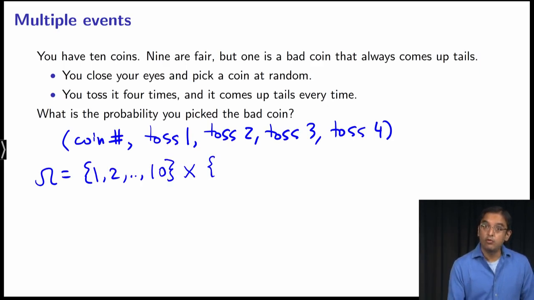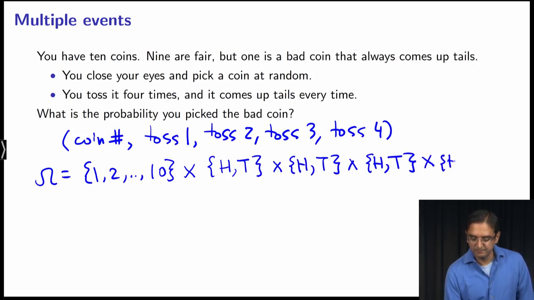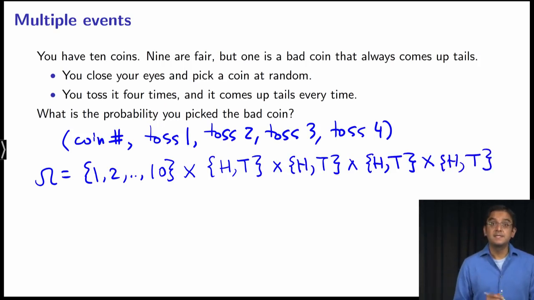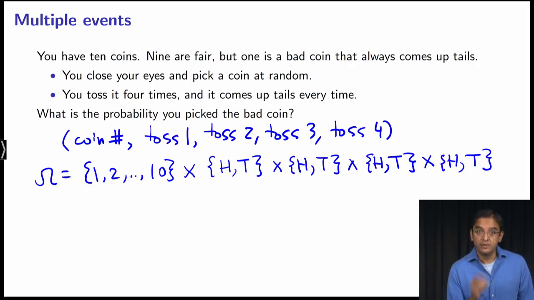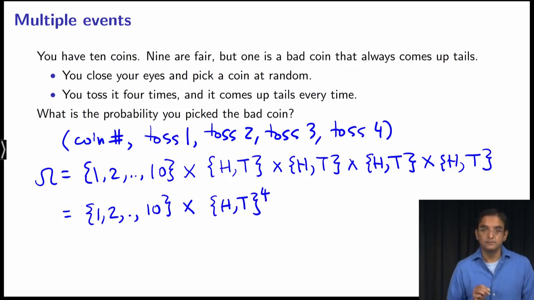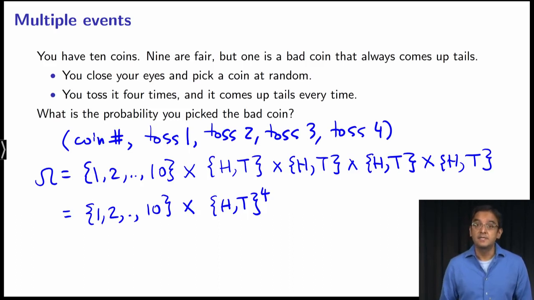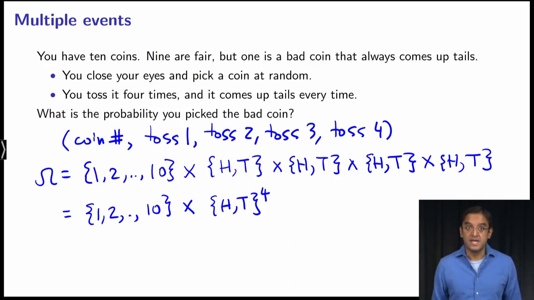Product with the set of all possibilities for toss 1 and toss 2 and 3 and 4. This is the sample space of possible outcomes. In fact, we can write this a little bit more concisely. So we can also write it as all coin choices times {H, T} to the 4th. Okay, so how many possible outcomes are there? Well, there's 10 times 2 times 2 times 2 times 2. So 160 possible outcomes. Okay, so that's the sample space.